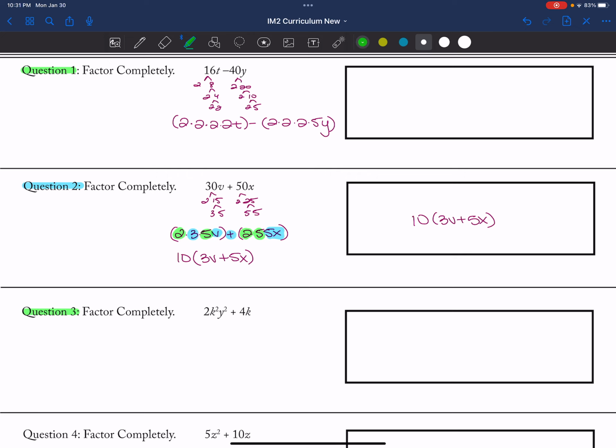What we have in common is both of them have three 2s. And that's basically it. So everything else, that 5y, the negative sign, and that 2t is what's left over. So I can factor out an 8. That is 2 times 2 times 2. 8. And I'm left with a 2t minus 5y. So 8 times 2t minus 5y.